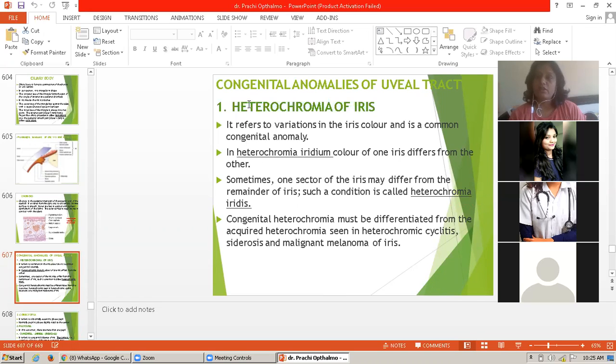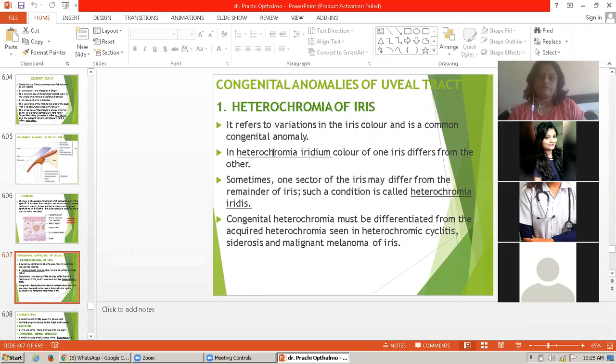So this is all about the anatomical structure of the iris, ciliary body, and the choroid. Hope you understand all the anatomy. Before we start the diseases of the uveal tract, we have to learn this anatomy clearly so we can study the diseases in detail.